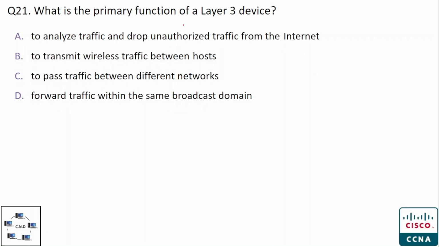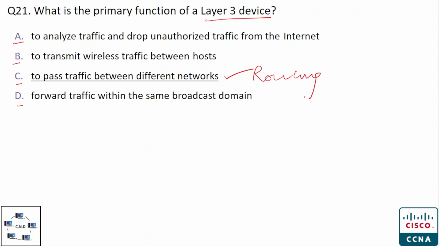Question number 21. What is the primary function of a layer 3 device? The options are: option A, to analyze traffic and drop unauthorized traffic from the internet; option B, to transmit wireless traffic between hosts; option C, to pass traffic between different networks; and option D, to forward traffic within the same broadcast domain. The correct option is that a layer 3 device is used to pass traffic between different networks, and this is performed through routing.